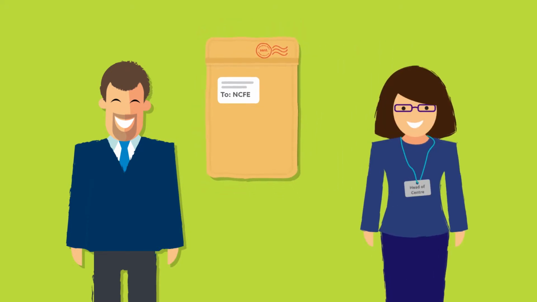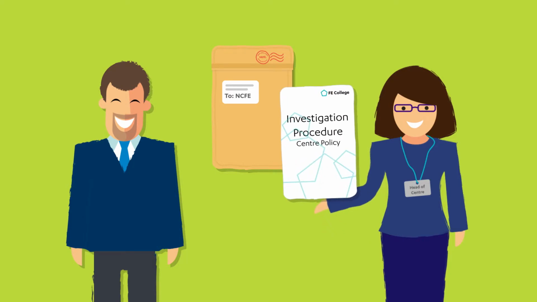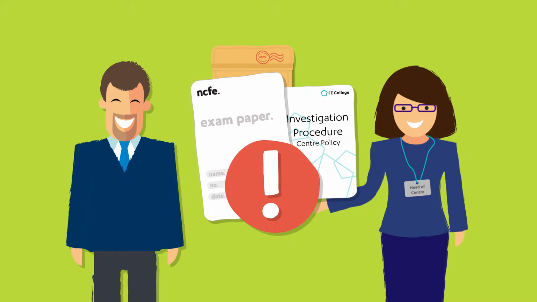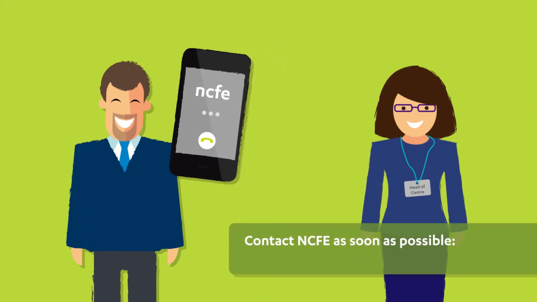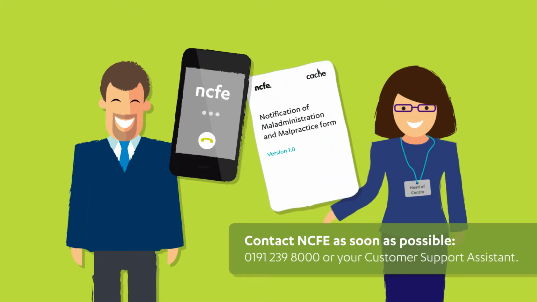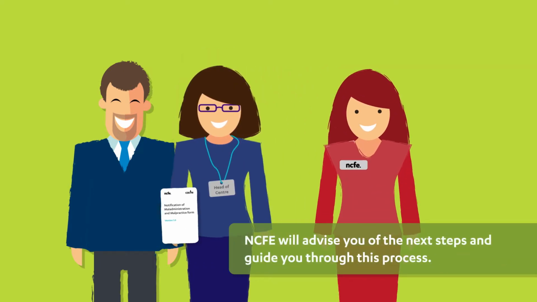The head of centre should be made aware of the incident and asked to complete an internal inquiry into the incident and report to the responsible officer. If you can't safely say there have been no further irregularities, you could void the assessment completely. You should contact NCFE as soon as possible to inform them of the incident and complete your report with full details of what happened. NCFE would then conduct a full investigation into the incident.